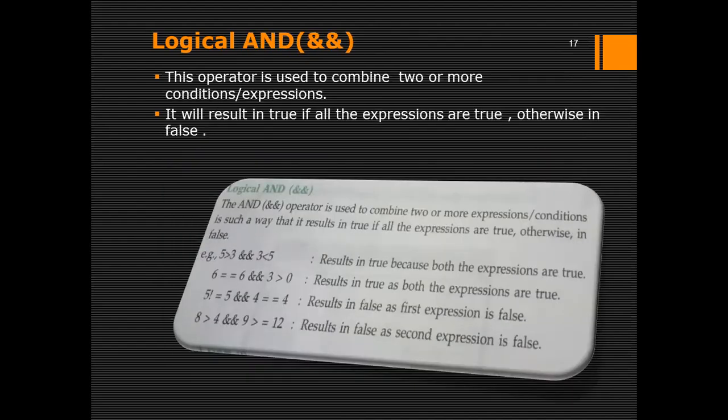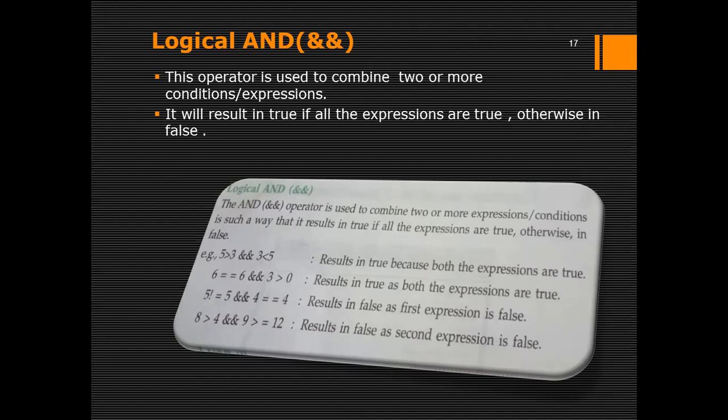Logical AND. AND works on the principle that only if all the expressions are true will it give the output as true. For example, look at the first one, 5 greater than 3 and 3 less than 5. Here the result is true because both expressions are true. I repeat, AND works on the principle that only if all the expressions are true will the output be true.